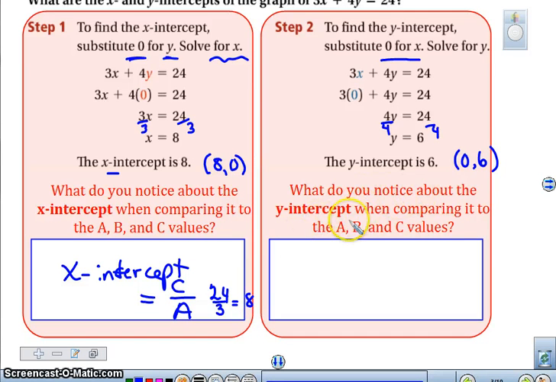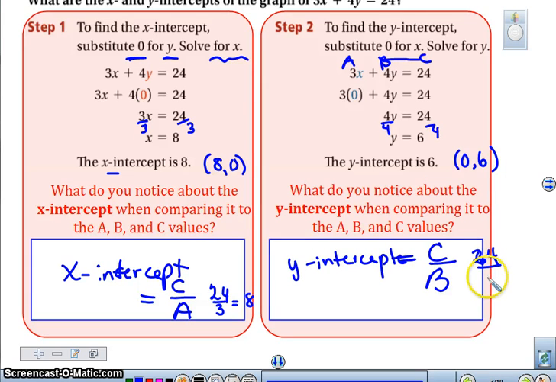Again, what do we notice about our y-intercept when we're comparing the values of a, b, and c? Well, we got 6, and the y-intercept is going to be equal to taking the value of c, and in this case dividing it by b. So 24 divided by our b, which was 4, equals 6. So that's how those are related.